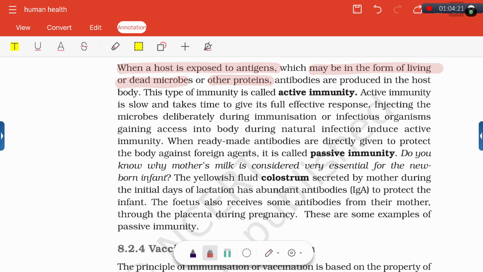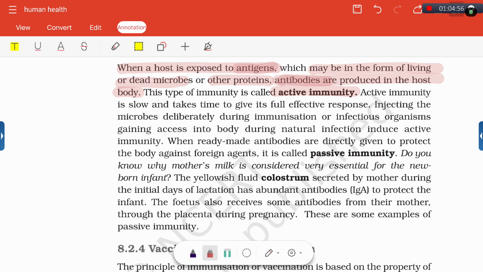Clostridium tetani is a bacteria, and the bacteria produces a toxic protein called toxin. That toxin is dangerous. Against these toxic proteins, antibodies are produced in the host body. When an antigen enters the body, whether living or in protein form, our body will generate antibodies. This type of immunity is called active immunity.